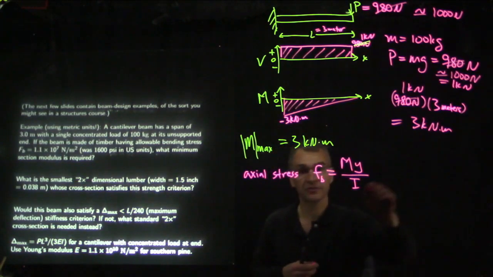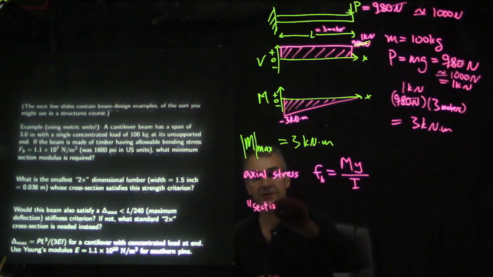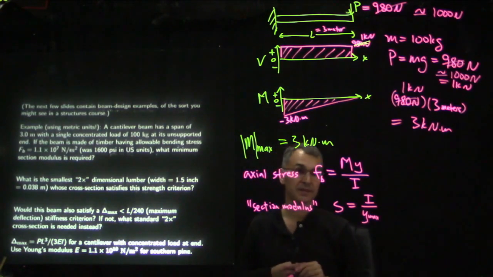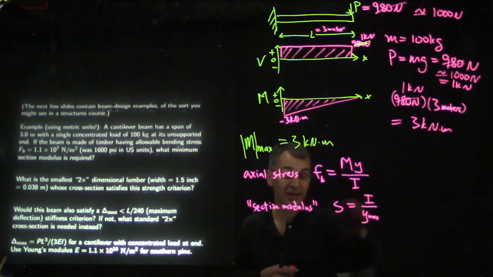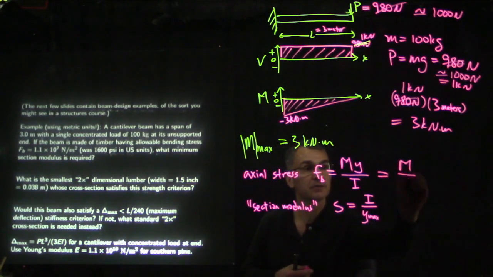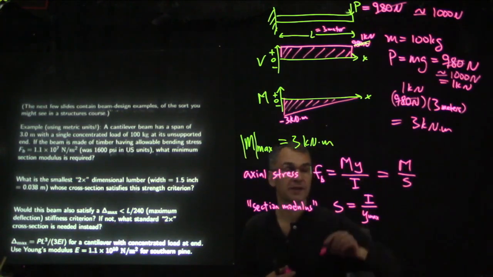And it turns out there's this thing called section modulus. This is pretty obscure. Section modulus, S, is the second moment of area divided by the maximum height above the neutral surface, which basically is just half the height of the beam if it's a rectangular beam or an otherwise symmetric beam. So this anyway is M over S, because this will be the maximum M and the maximum y, and this is the maximum y.